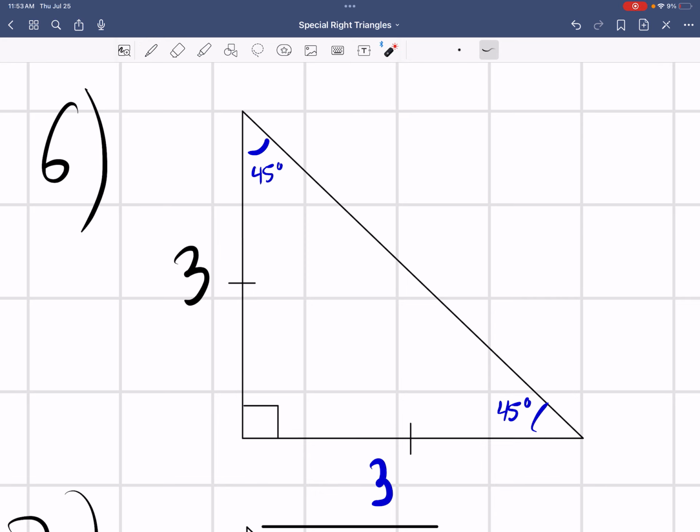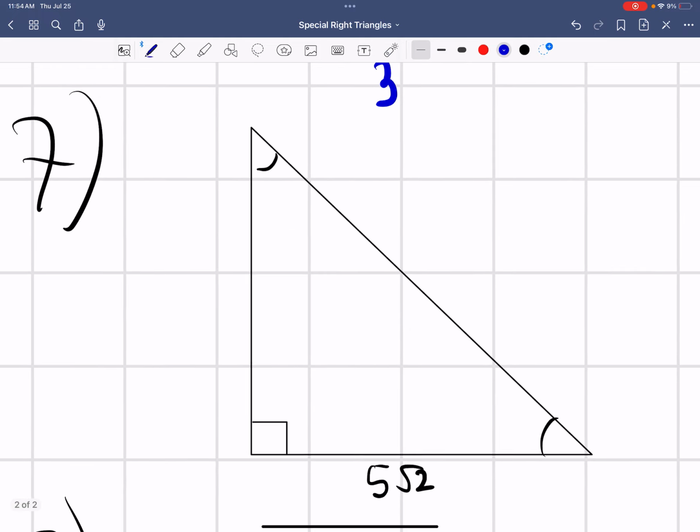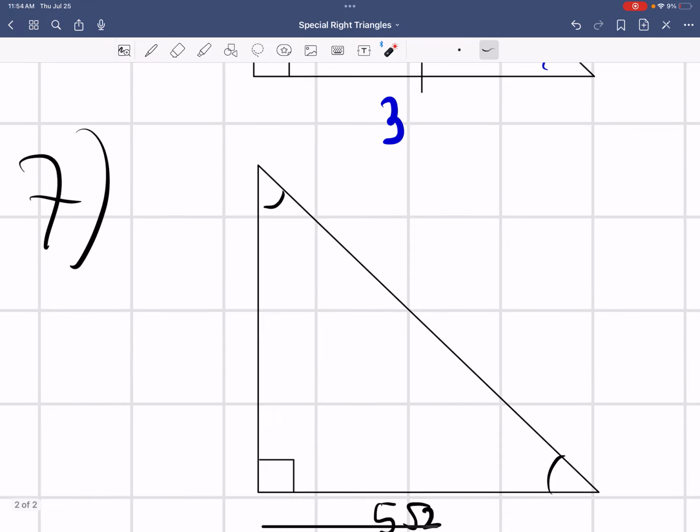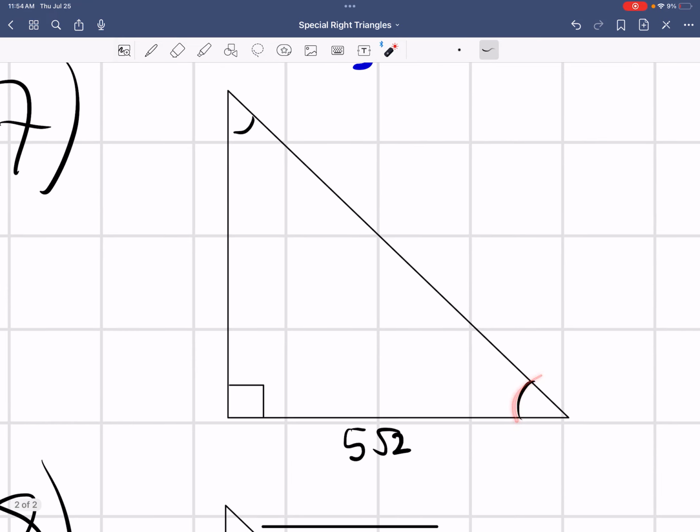Now for these 45, 45, 90 triangles, to go from the leg to the hypotenuse, we multiply by root 2. And 3 times root 2 is simply 3 root 2. Done. Another example. We're told these two acute angles are congruent to each other, so they must both be 45 degrees. And for these triangles, the two legs are congruent, so this one must also be 5 root 2, just like the other.